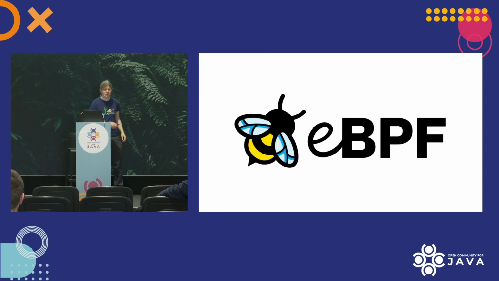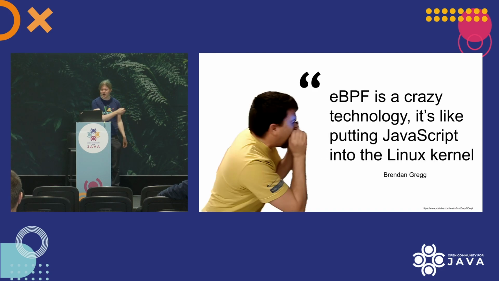Yes. And it has to do with bees, because we all like bees. It's the main pollinator, and it's the main thing that we can use for pollinating firewalls. How weird this metaphor is. eBPF is a crazy technology. It's like putting JavaScript into a Linux kernel.